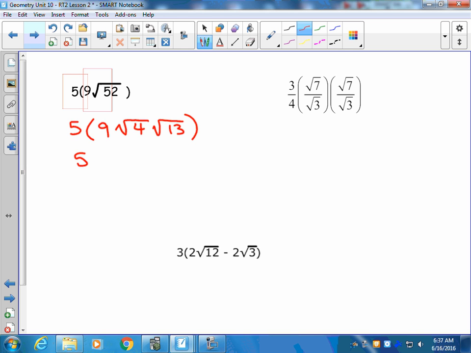And then we've got 5 times 9 times 2 times square root of 13. So we've got 10 times 9 is 90 square root of 13.